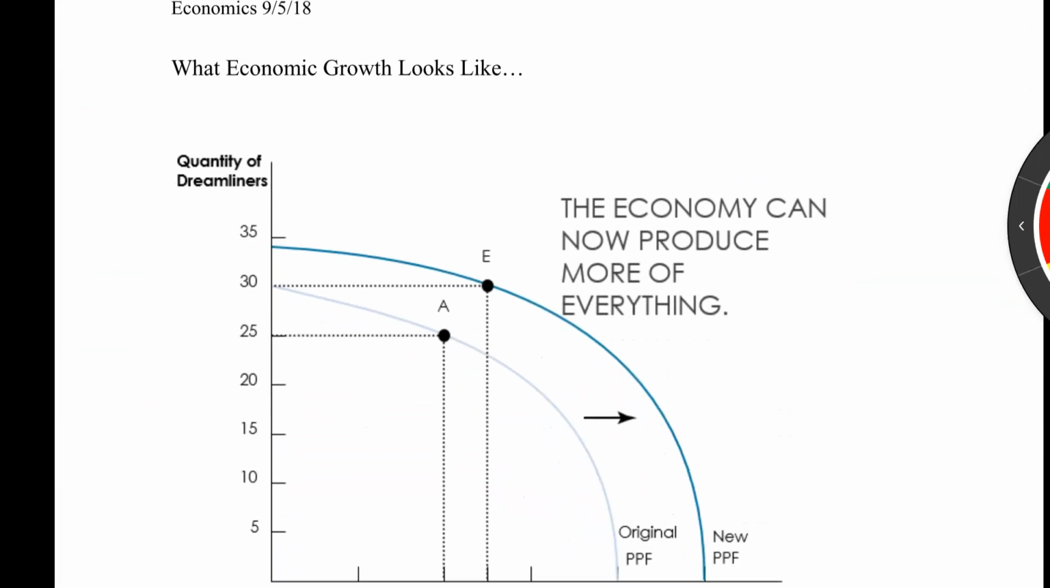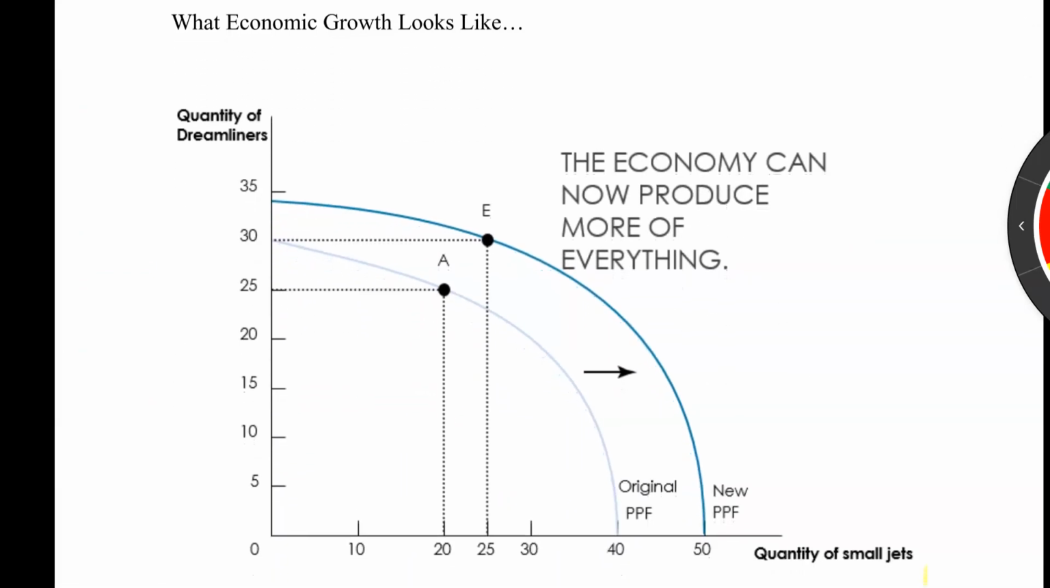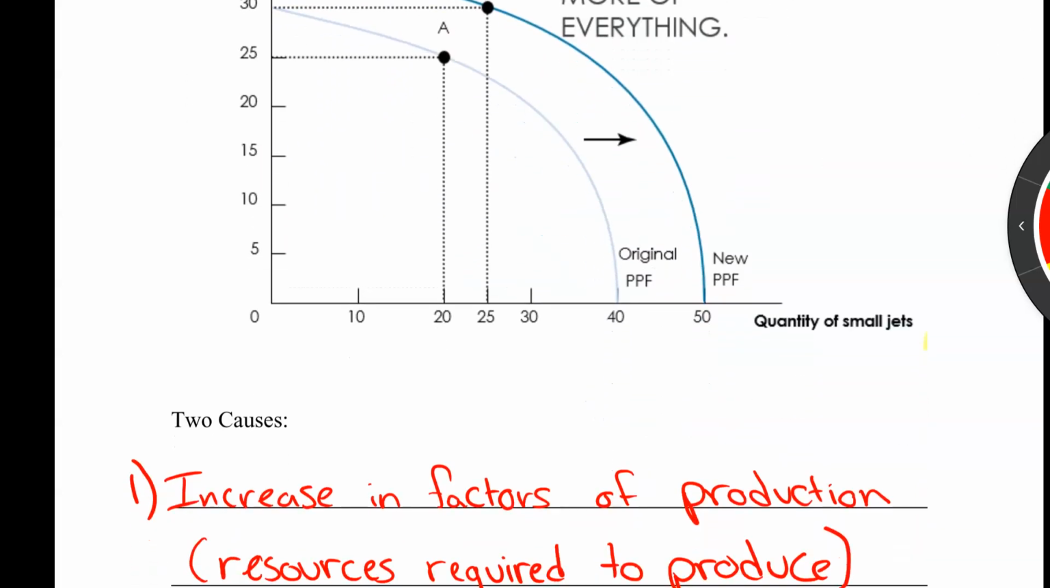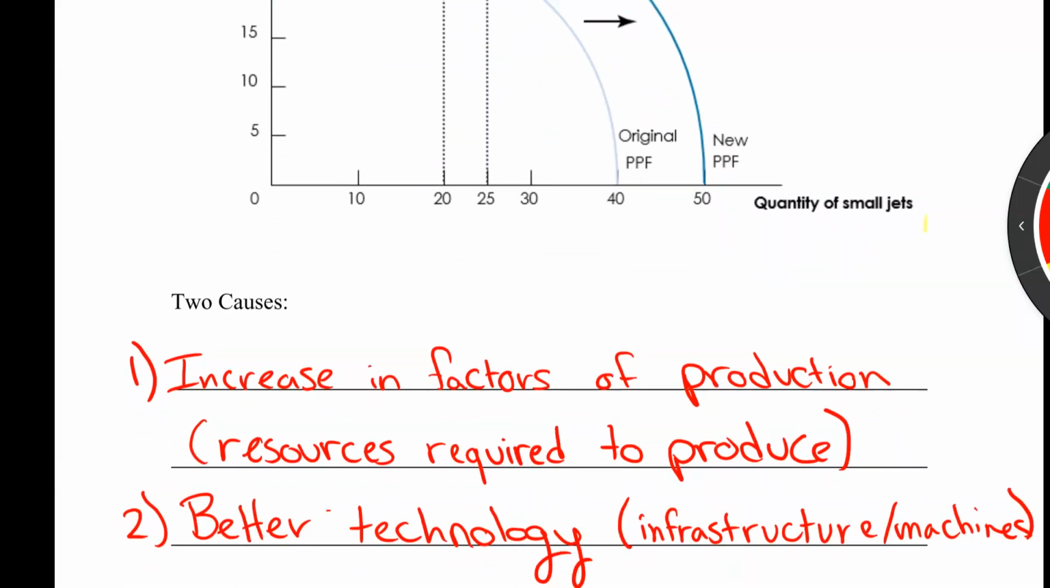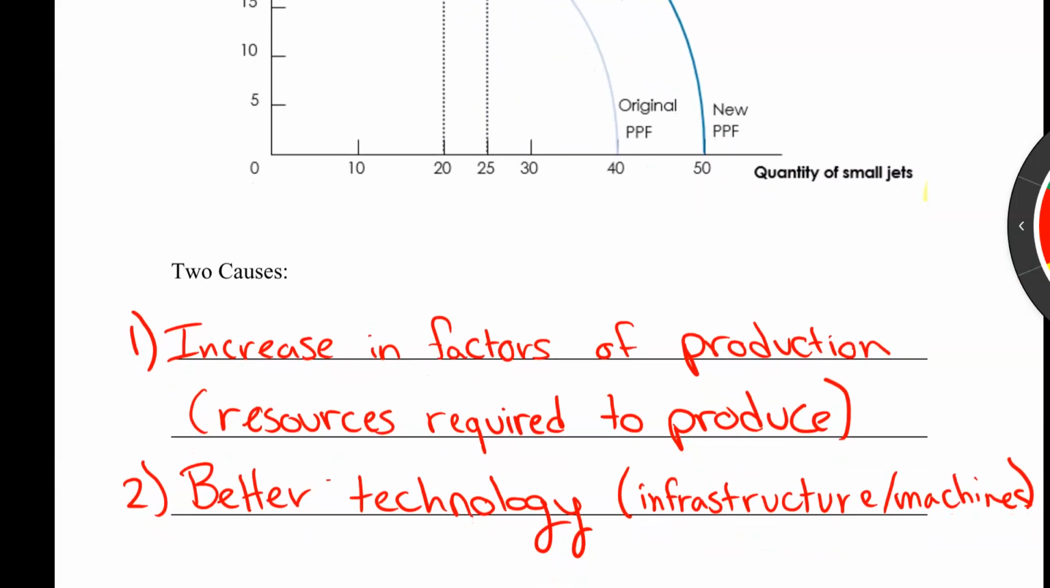Now, what does economic growth look like? Over the long run, what happens to our PPF? Well, our economy becomes more productive. We can now produce more of each good. And the way that happens is based on two causes. So we can increase the factors of production. If we increase the amount of stuff we have to produce a good, like for instance, if we increase the amount of land and the number of seeds we plant, we'd be increasing our productive capacity, the amount we can make of whatever we're growing.